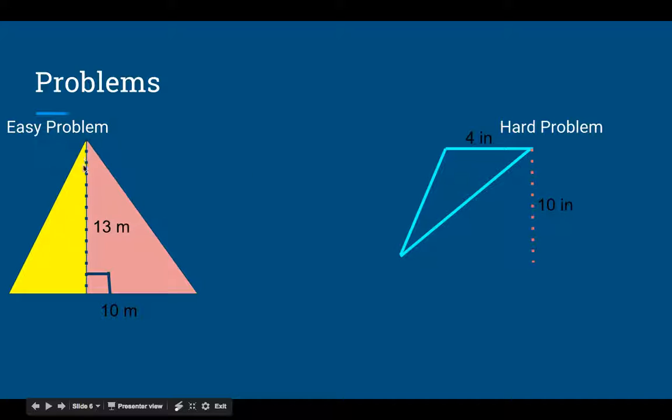So an easy problem. Like we did last time, we're just gonna do 1/2 base times height, where the base is 10 meters and the height is 13 meters. And so we're just going to plug in those numbers and we're going to get area is equal to 1/2 times 10 times 13, which then equals 65 meters squared. Okay, so now let's try a harder problem.